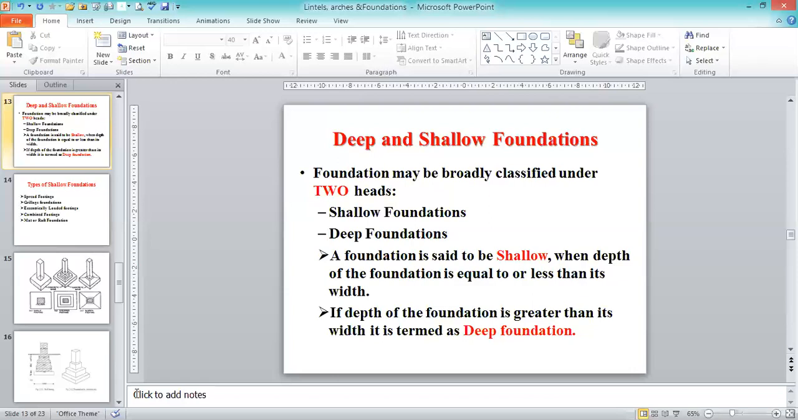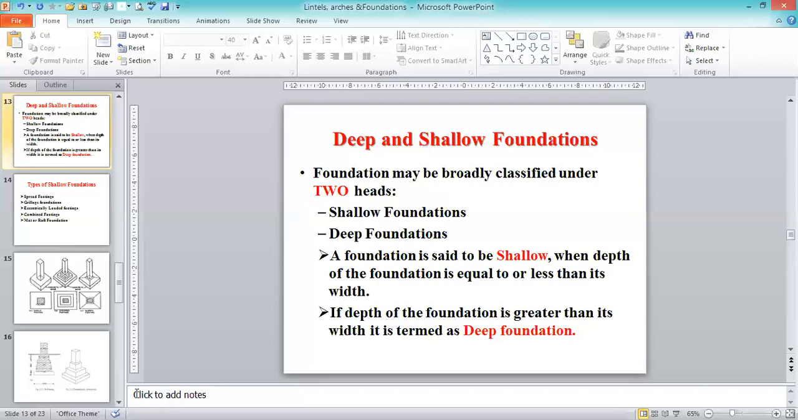Then the other one is called the deep foundation. Deep foundation is used where the bearing capacity of the soil is very weak. In that case, we have to go for deeper depths. That is one case. The second case is if we are going for heavy structures or heavy construction, we also go for the deep foundation.